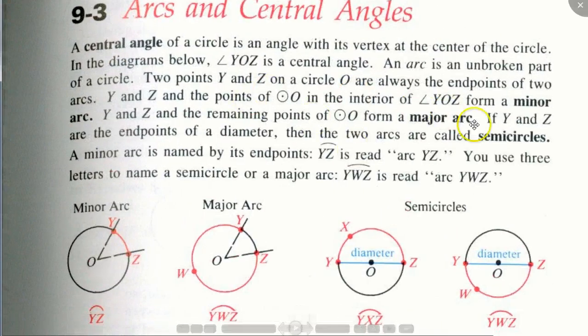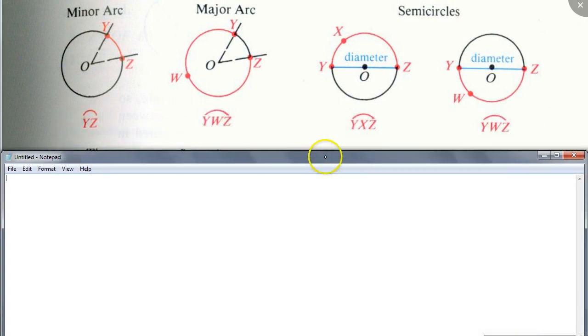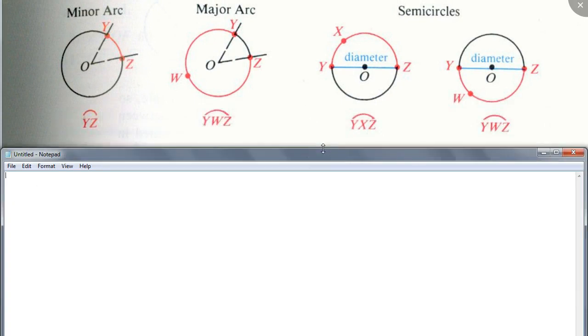Who wants to read this for us? No, let's not read that. It's sort of more confusing when you read it. But you get the idea. It's a very simple idea. Basically, we use three letters for major arcs and semicircles, and two letters for minor arcs. Are we okay with that? Questions? All right, then let's move on.